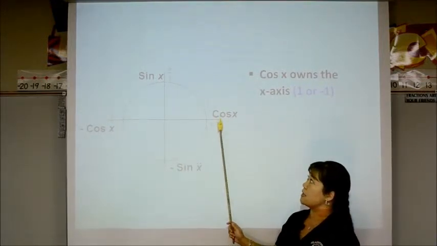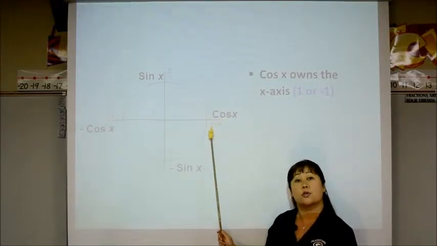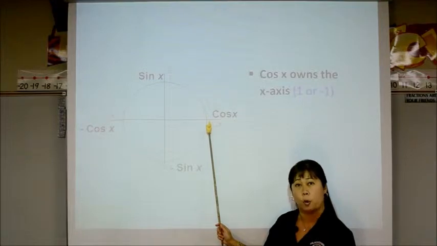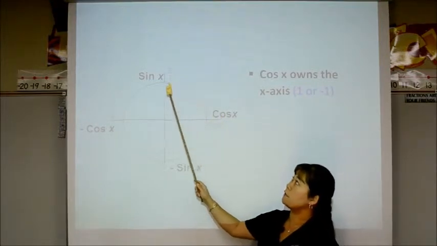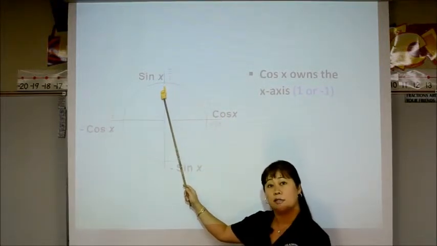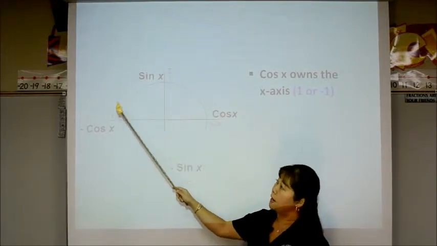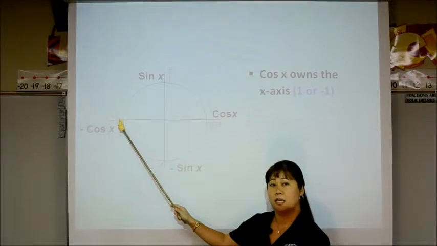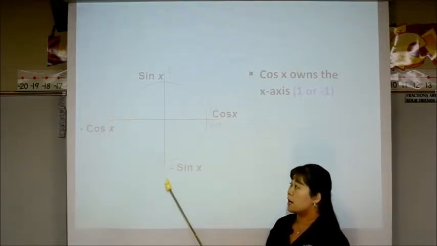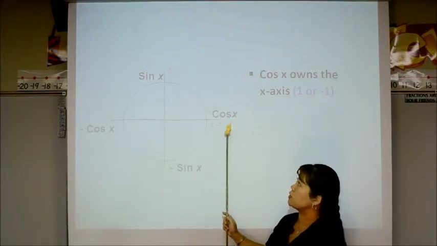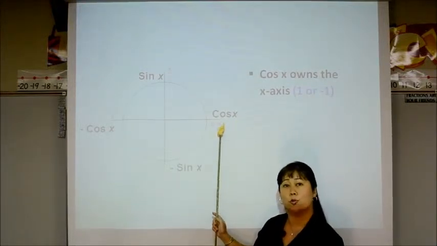So, for example, let's take cosine of 0. So cosine of 0 will be 1 because it lands on the x-axis and we said the cosine owns it, right? So then cosine of pi over 2 at 90 is equal to 0 because cosine does not own the y-axis. Cosine of pi, or at 180, is negative 1. Cosine of 3 pi over 2, or 270, is equal to 0. And then cosine of 360, or 2 pi, is equal to 1 again.